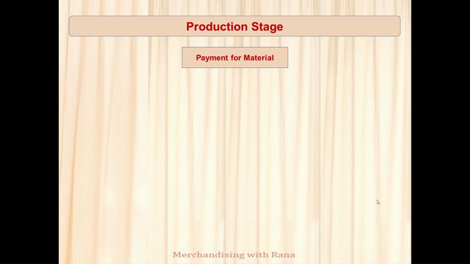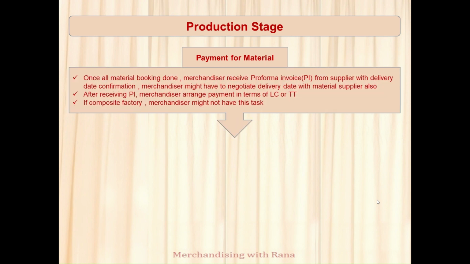Material booking done. Now I will receive some proforma invoice, or PI, from my material supplier. It is the most critical part for some merchandisers in a factory, because most merchandisers face difficulties arranging the payment. Actually, it is not a merchandising problem; it is the factory cash problem. After receiving the PI, I have to check whether the PI information is correct, including the booking I have provided, the material description, material price, total sales value, shipment term, delivery date, etc. Once all these are correct, then I have to arrange LC or TT. But if it is a composite factory, I might not have this task.